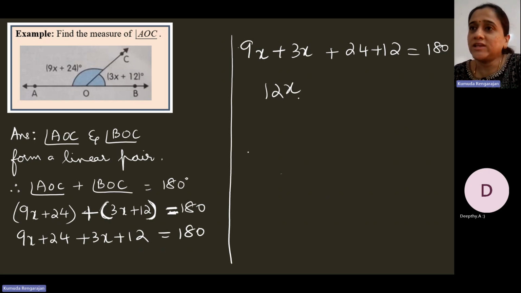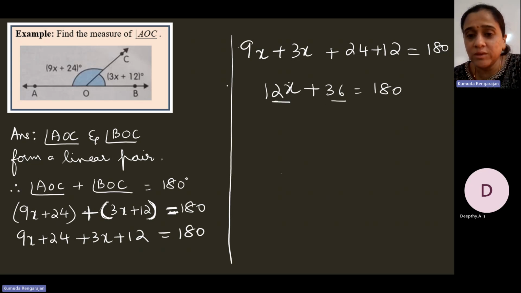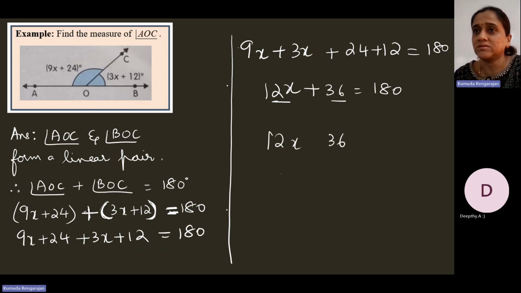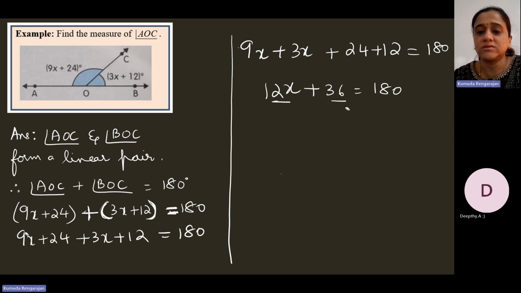Okay, so 9 plus 3, 12, 12x plus 24 and 12 is 36, is equal to 180. Now, where are we? We have completely simplified the left-hand side. Now you cannot add 12x and 36 because they're unlike. This is 12x, the variable here is x. This is just a constant, 36. You cannot add them because they're not like terms. So you cannot add or subtract them. You can add or subtract only like terms.